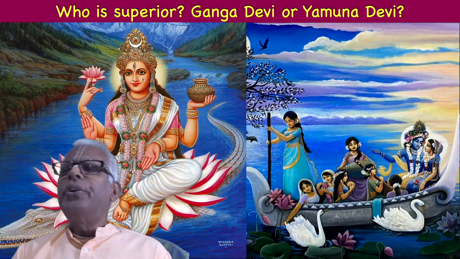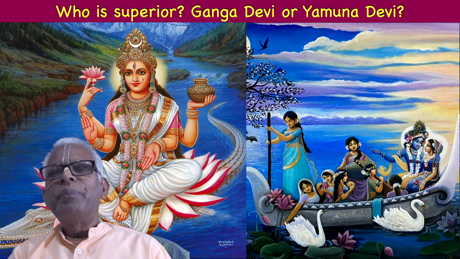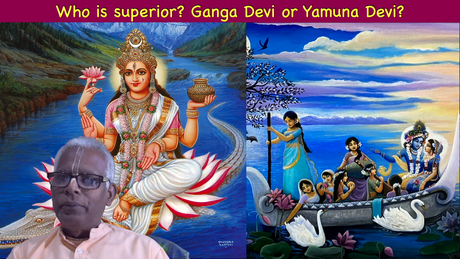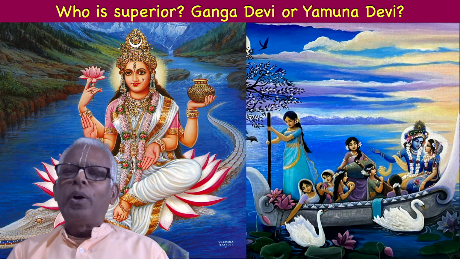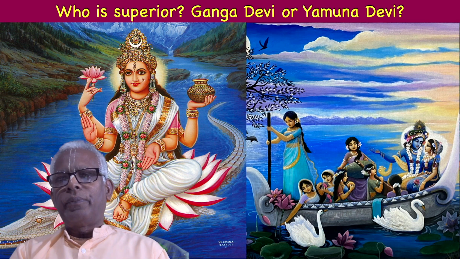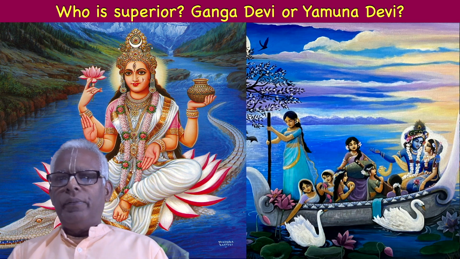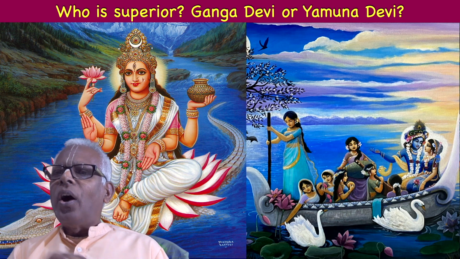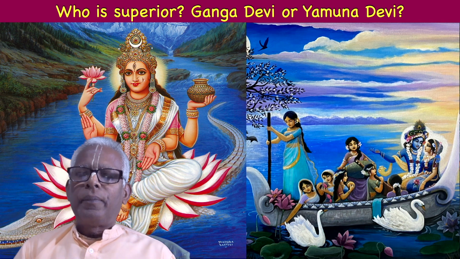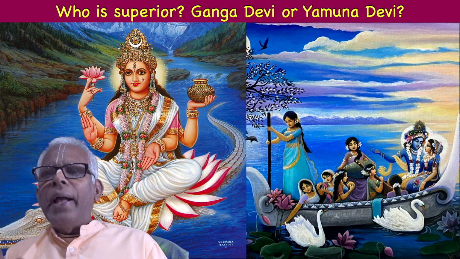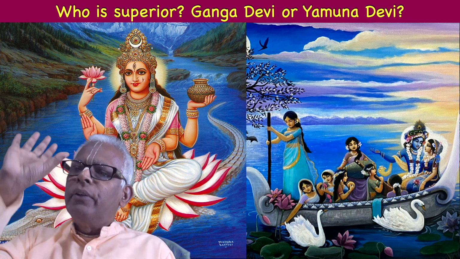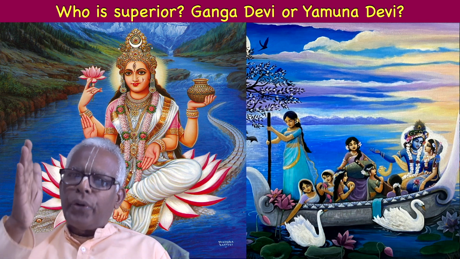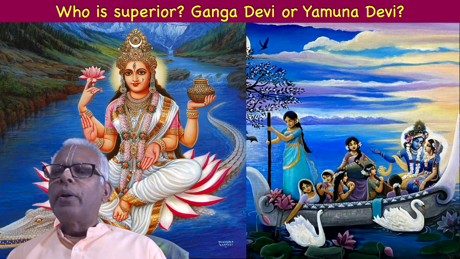Anyway, so now we talked about Ganga Devi, and once in Emperor Akbar's court, a question came up. The question was, who is superior, Ganga Devi or Yamuna Devi? Those who resided on the banks of Ganga all said, oh, Ganga Devi is superior. And those who were living on the banks of Yamuna said, no, Yamuna Devi is superior. So the controversy could not be resolved, and it went to the court of Emperor Akbar. And they were trying to discuss.